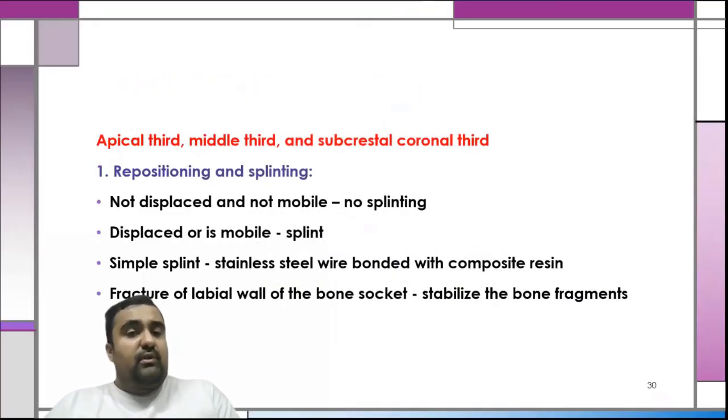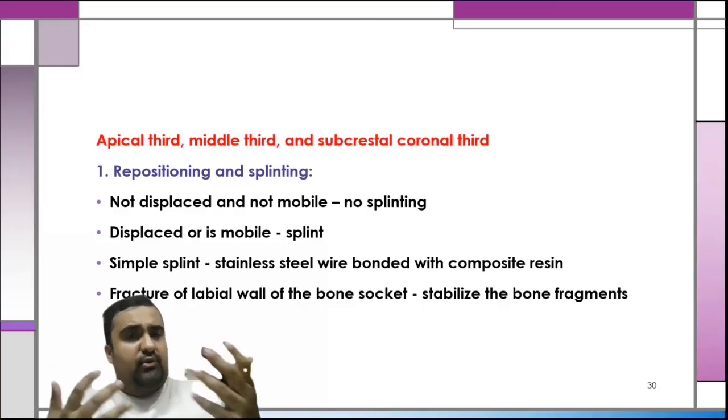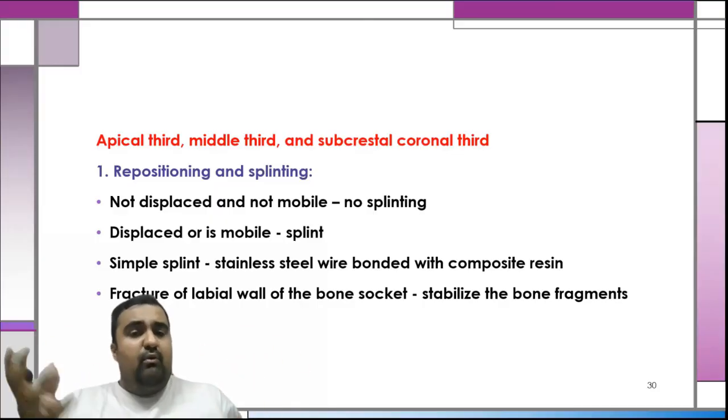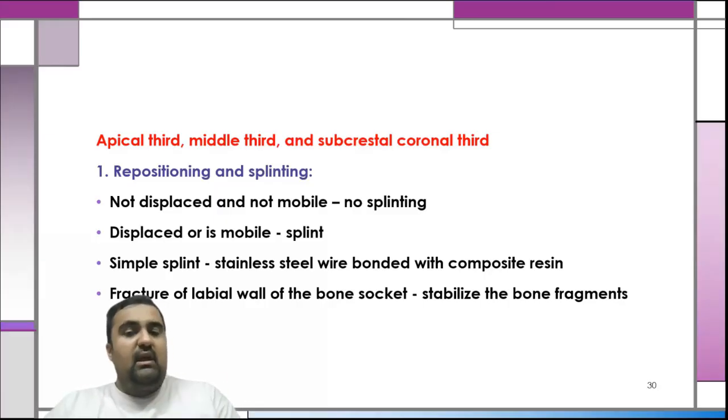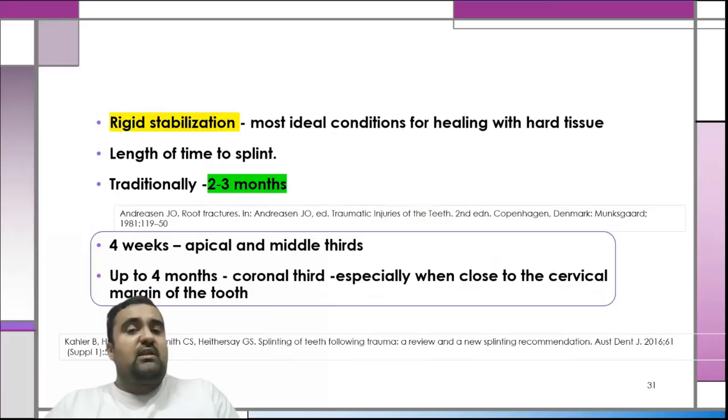So how do you do the repositioning and splinting? If the coronal fragment is not displaced and not mobile, no splinting is needed. If it is displaced or mobile, then splint it. Use a simple splint, stainless steel wire bonded with composite resin. Fracture of the labial wall of the bone socket: stabilize the bony fragments. Rigid stabilization is the most ideal condition for healing with hard tissue, and traditionally the length of time to splint is 2 to 3 months.